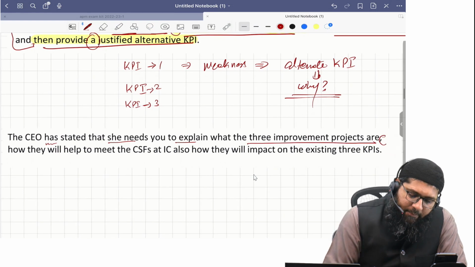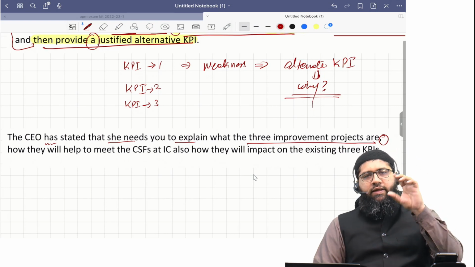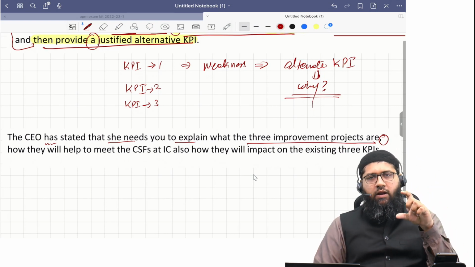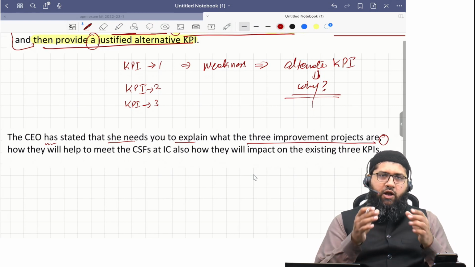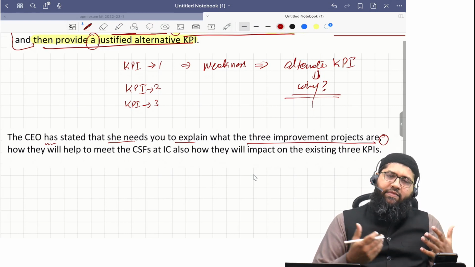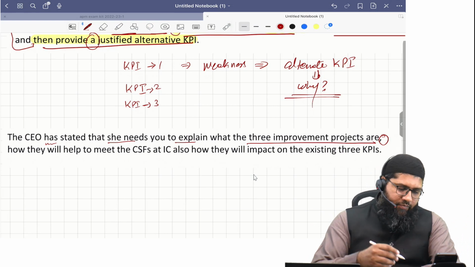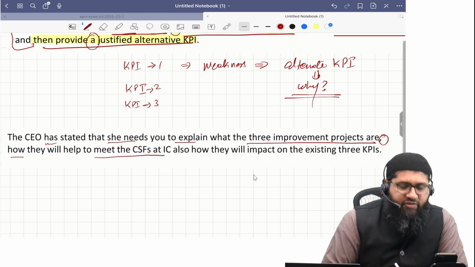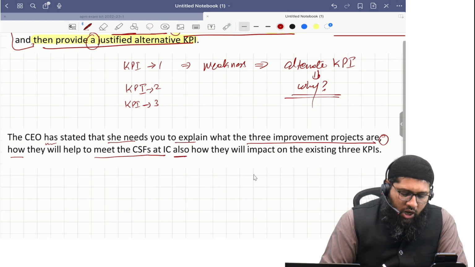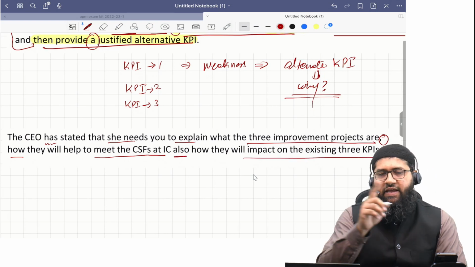Then there is a comma. Always remember, if there is a comma or if there is the word and, that means the second requirement has started. Comma, how they will help to meet the CSFs at IC. Also, how they will impact on the existing 3 KPIs.